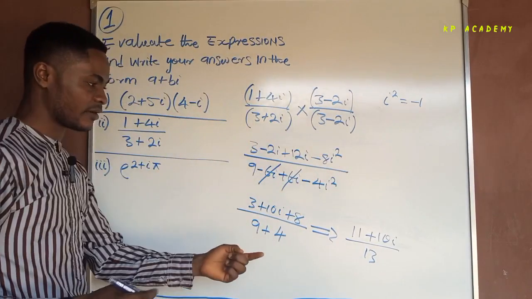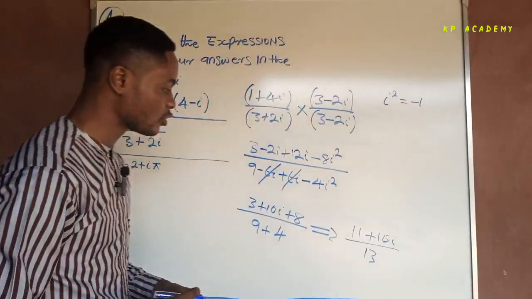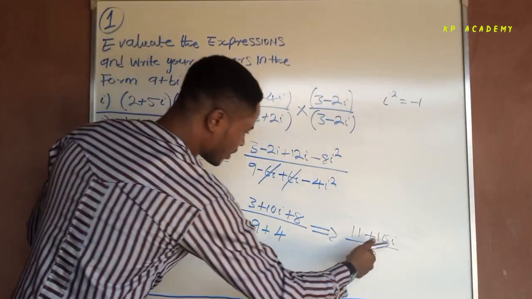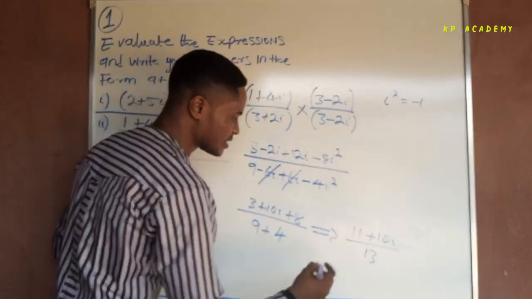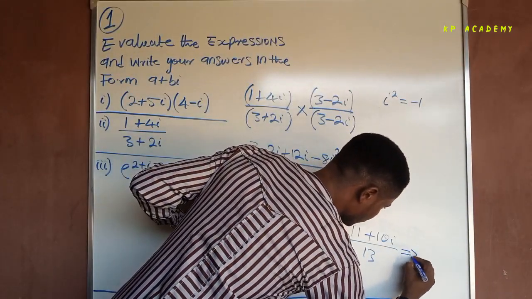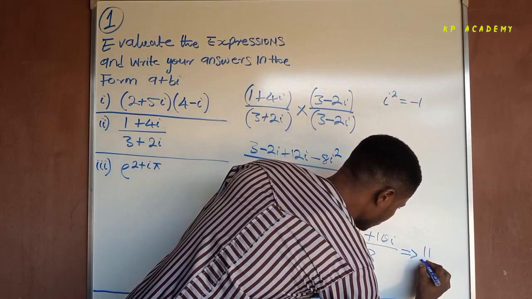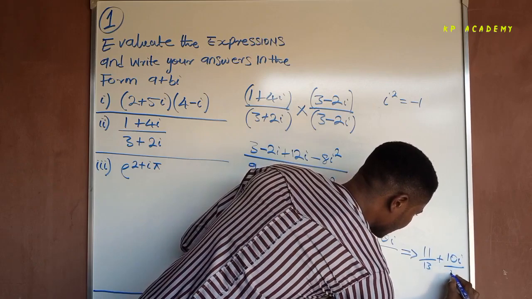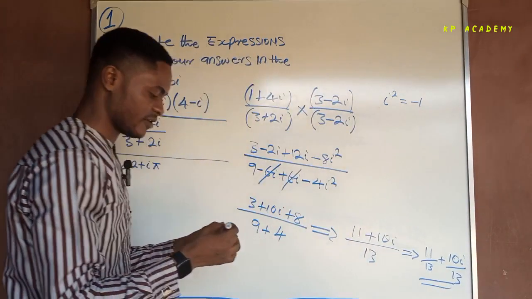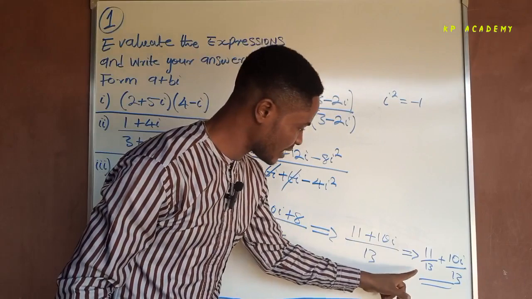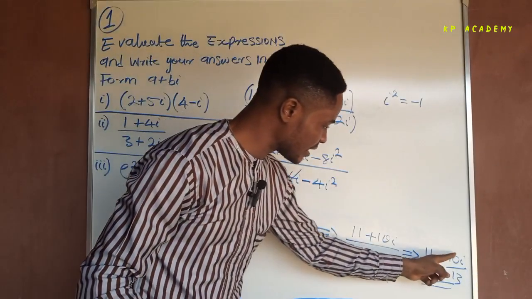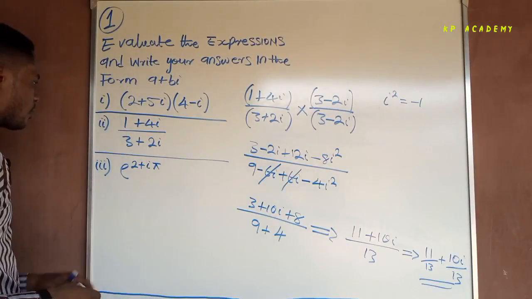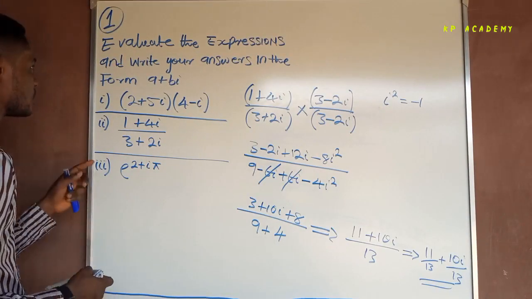Alright, so notice that now in this case, this is already in the form of a plus bi, but if you don't watch carefully, you might think it's not in the form of a plus bi. So evaluating this further, the final answer to this is nothing but 11 over 13 plus 10i all over 13. So this is in the form of a plus bi, such that 11 over 13 is the real part and 10i over 13 is the imaginary part. Okay, so that is it for the second part of this question 1.